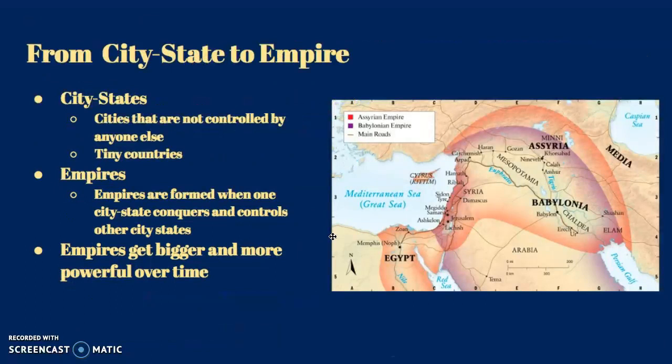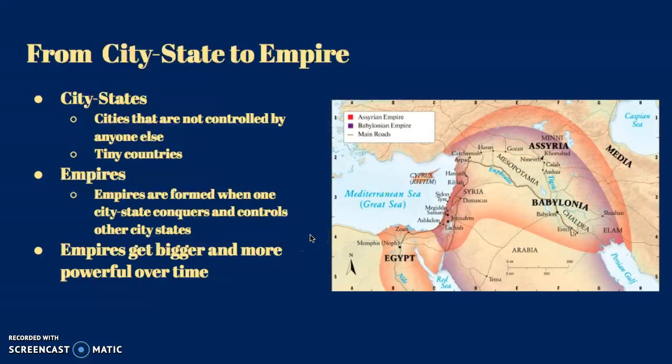So in Mesopotamia, what you get at first are little tiny kingdoms called city-states. And basically, this is just a city that controls its immediate surrounding area and doesn't control anybody else. They're basically little micro-countries. It'd be like if Raleigh was its own little country. So when we start out in Mesopotamian history, you have lots and lots of tiny little independent city-states.